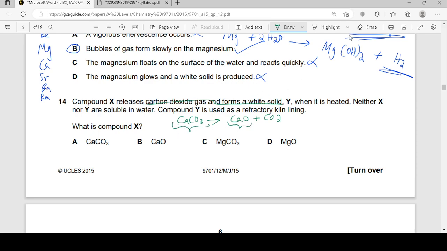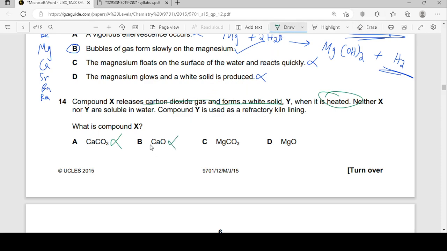Neither X nor Y are soluble in water. I think calcium carbonate is soluble in water, otherwise that would be, I don't know what it's called, lime water and stuff like that, Ca(OH)2. So if neither X nor Y are soluble in water, it can't be CaCO3 then. CaO, well, how would you get CO2 from CaO? You're just heating it, you're not introducing any carbon, it's just decomposition more so. So that would be wrong as well.